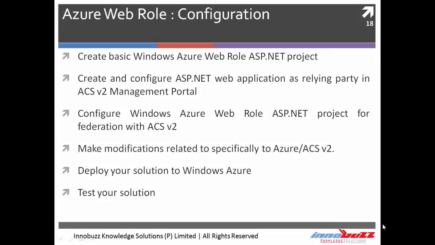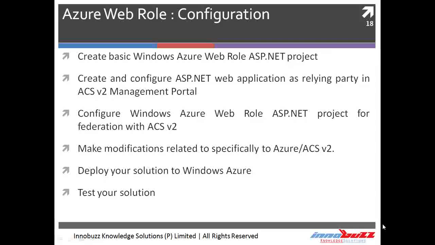We go into it. First, the configuration and what it is. Create a basic Windows Azure web role ASP.NET project. Create and configure ASP.NET web application as a relying party in ACS version 2 management portal. Configure Windows Azure web role ASP.NET project for federation with ACS version 2. Make modifications related specifically to Azure ACS version 2. Then deploy your solutions to Windows Azure and test your solution.